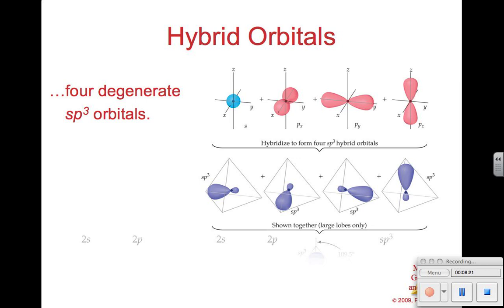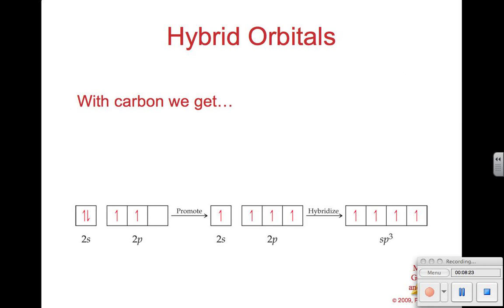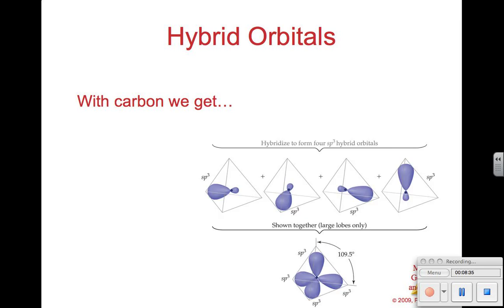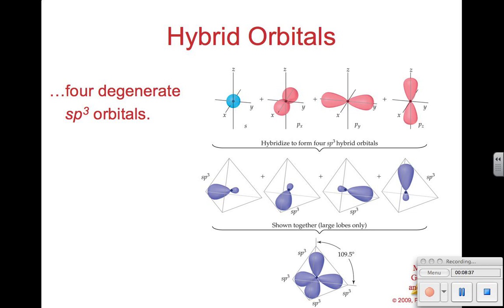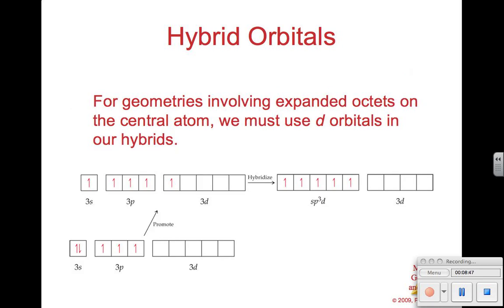Carbon has two electrons in the s and two in the p, and so by promoting with a little bit of energy, you get the 2s and the 2p hybridized, and you get four electrons in the sp3 orbitals, and thus get a tetrahedral shape. So having four hybridized lobes gives a tetrahedral shape.